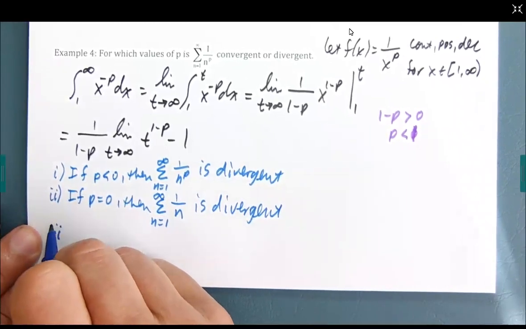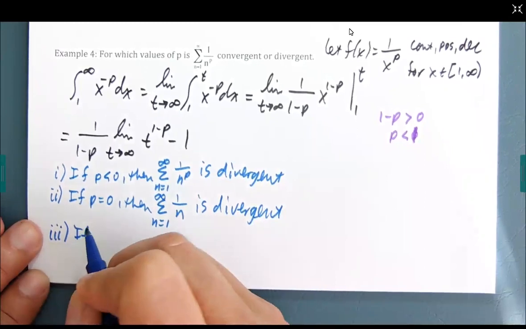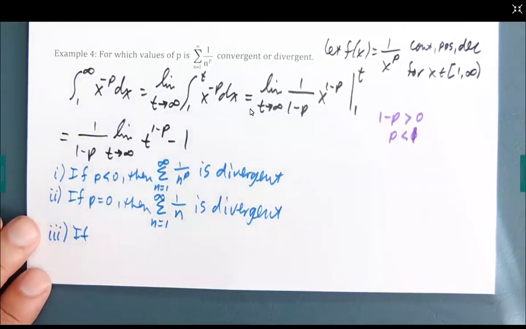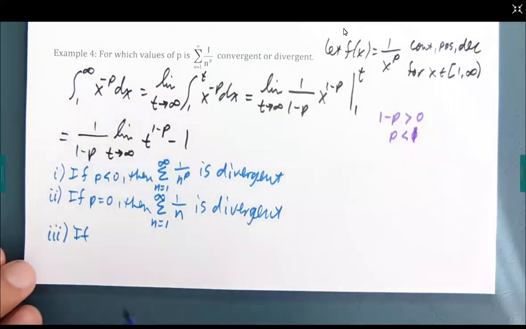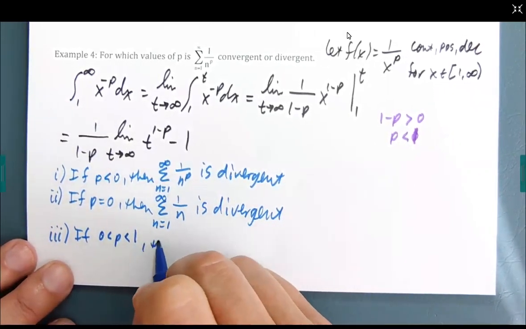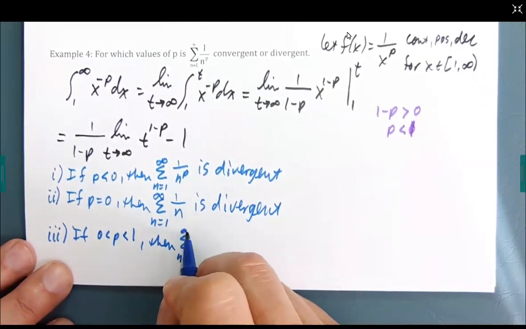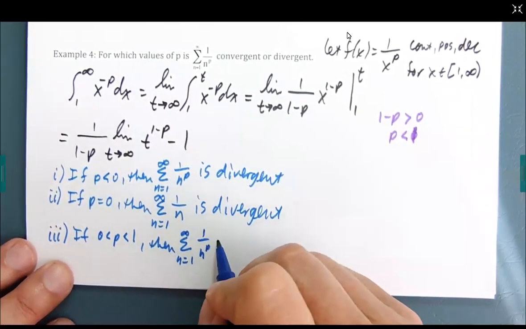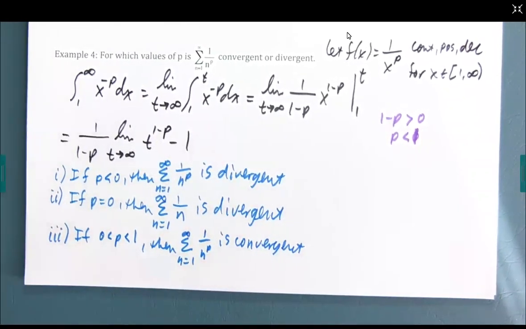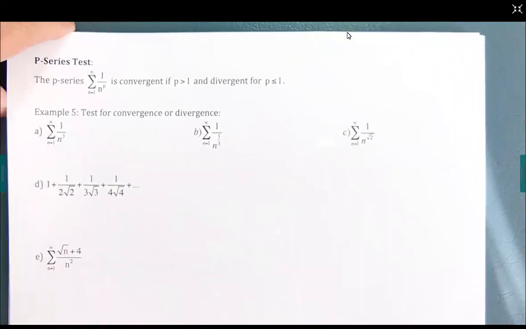However, the good news is that if p is greater than 1, it is convergent. That is the big deal for us. That brings us to the p-series test, which is here. Now we like these because this is quick.